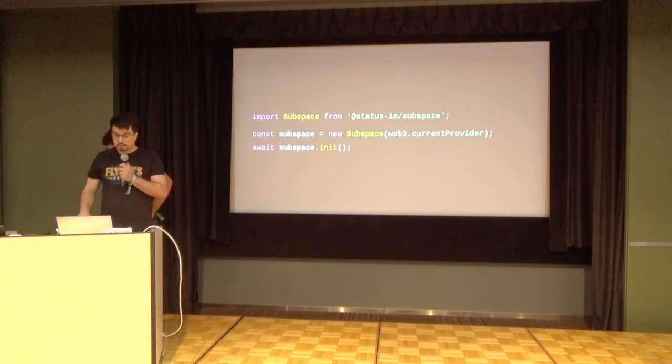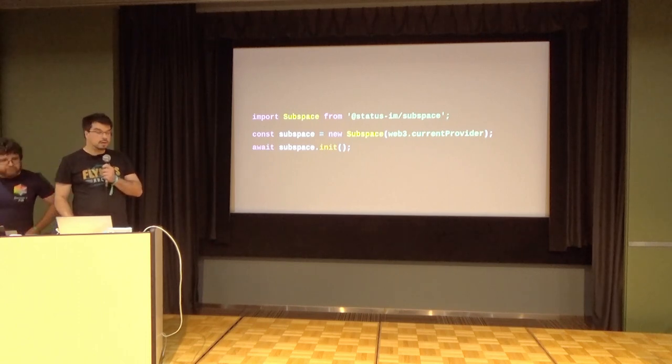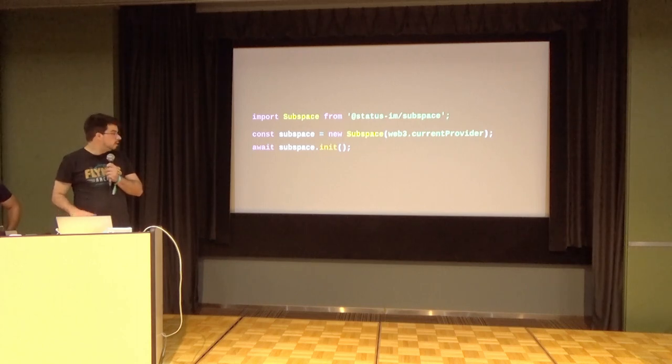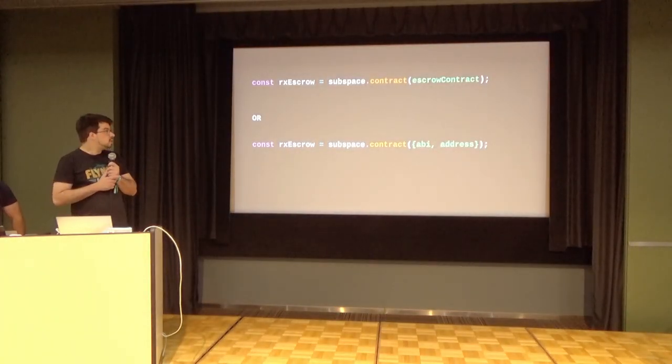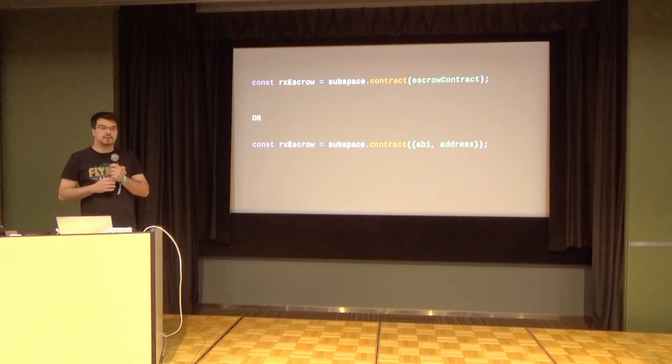So to use Subspace, first we need to require the library, and then we initialize it, giving it a web3 provider. It's very important to initialize because it makes sure to start the database and sync what needs to be synced before starting. Now, if we want to track events, the first thing to do is initialize a new contract. There are two ways to do this. You can either pass it the Web3 contract instance or pass it the API address. What it will create will still be a Web3 contract, but it will have some extra things.